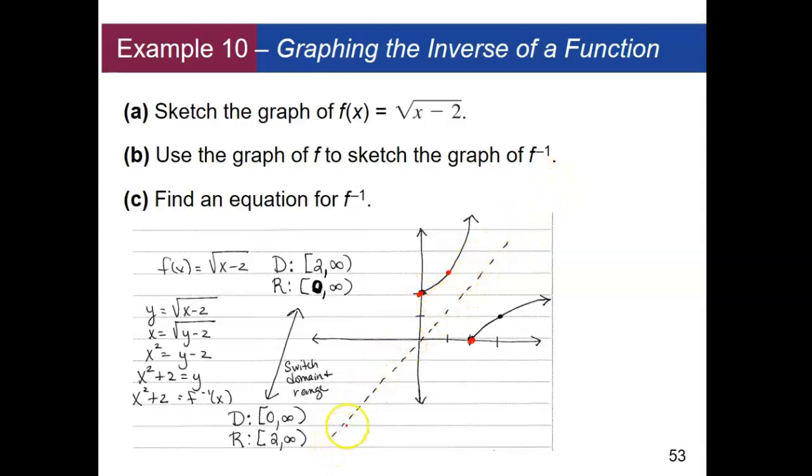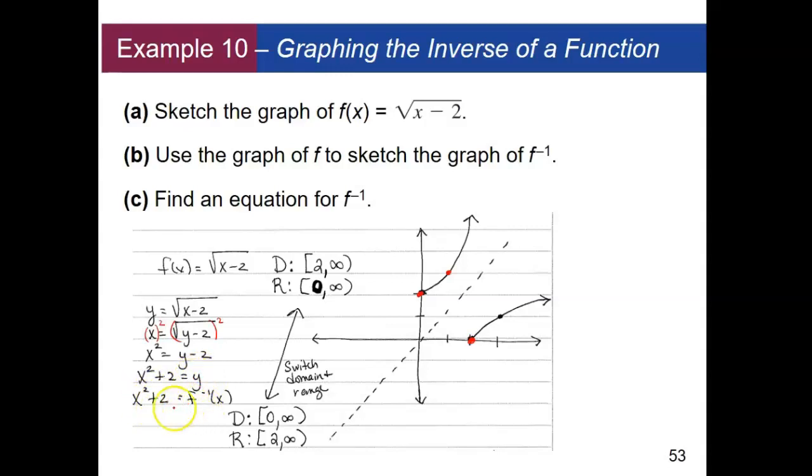So to find the equation for this, what we're going to need to do is replace the f of x with the y. Then we're going to switch our x and y. And then we need to solve for the new y. So in doing that, once we switch these, we need to square both sides. So we'll have x squared equals y minus 2, and we'll solve for the y, and so y is going to be x squared plus 2.